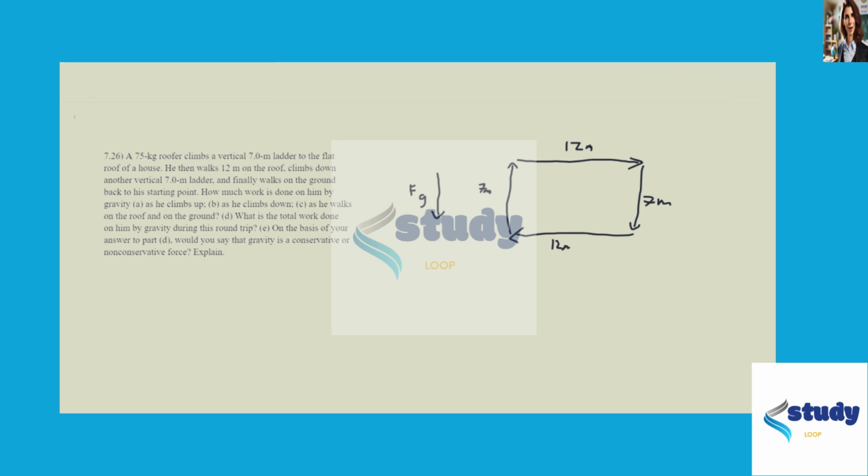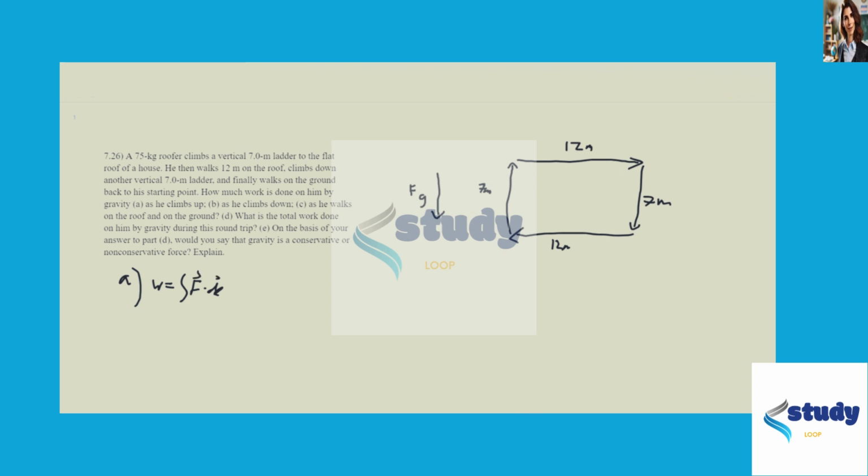How much work is done on him by gravity as he climbs up? Okay, and then B is as he climbs down, so we might do them simultaneously. But for A, we can just write down our relationship for work, force, and path distances. So work is equal to the integral of force dot product with the path length.